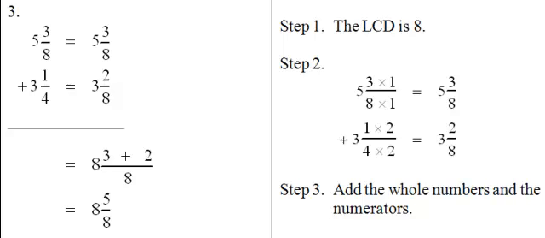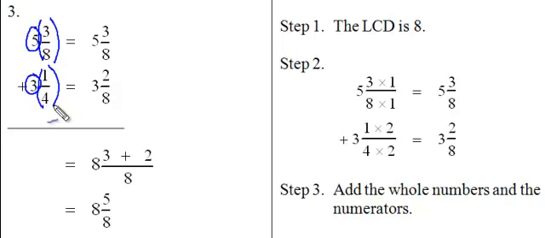Unit 3, Lesson 3.4, Example number 3. Here they want you to add the two unlike mixed numbers of 5 3/8 and 3 1/4. If you take a look, when we're dealing with mixed numbers, there's two parts we're concerned about. One is the whole number portion, which we always just add, and the other is the fractional portion.